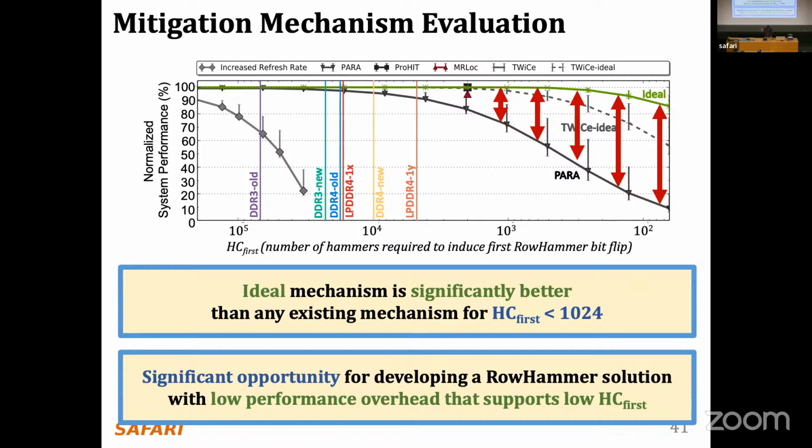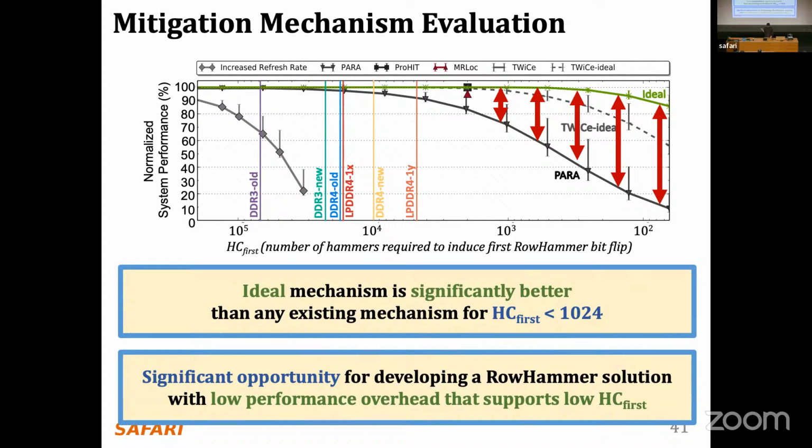And the y-axis is the normalized slowdown of the system, because you need to pay an extra cost to refresh the victim rows. The more often you refresh, the more aggressive your mitigation mechanism is, and then you pay more of a performance penalty.